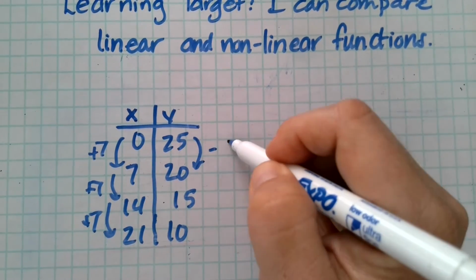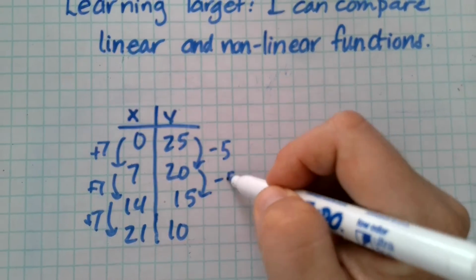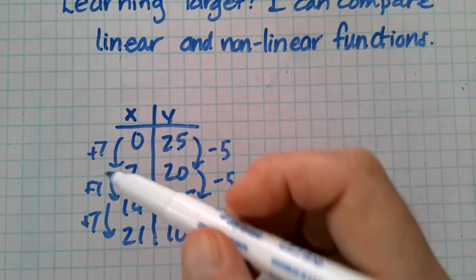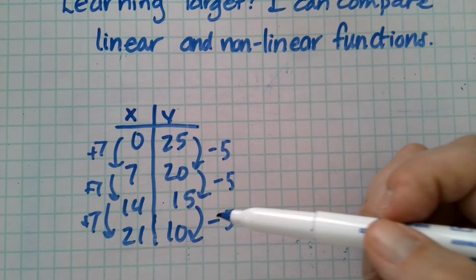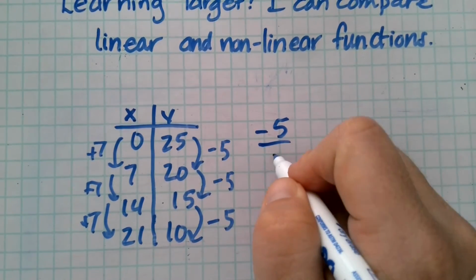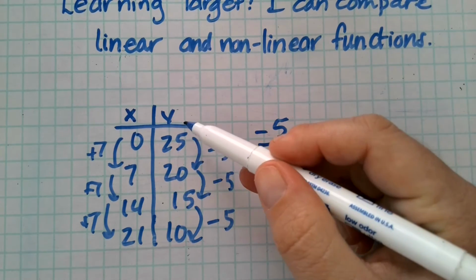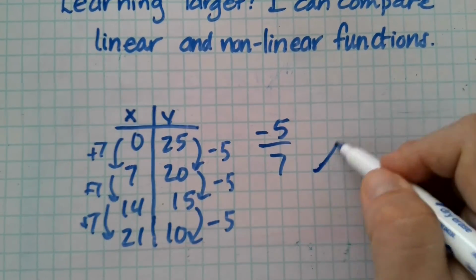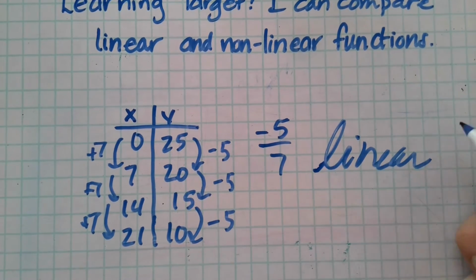Here we are subtracting 5, and you notice that we have a constant rate of change. As x goes up by 7, y goes down by 5. We could write this as a slope of -5 over 7. Remember, it's the change in y over the change in x. So we know this would be linear. Okay?